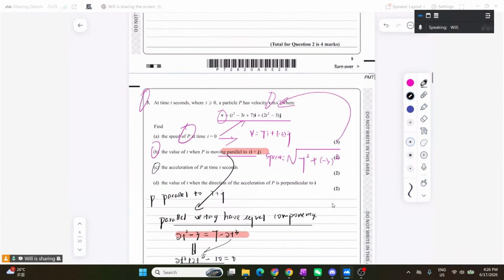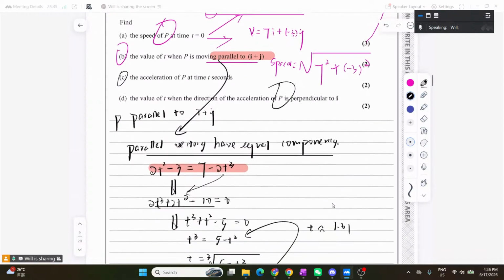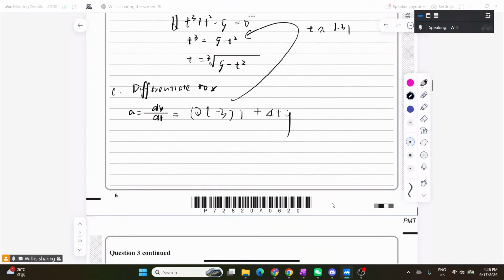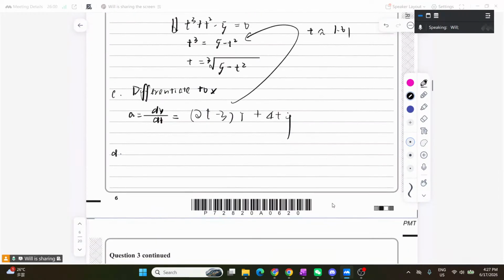For question D, we need the value of t when the direction of the acceleration of P is perpendicular to i. How do we calculate D? The condition is a perpendicular line, so perpendicular.